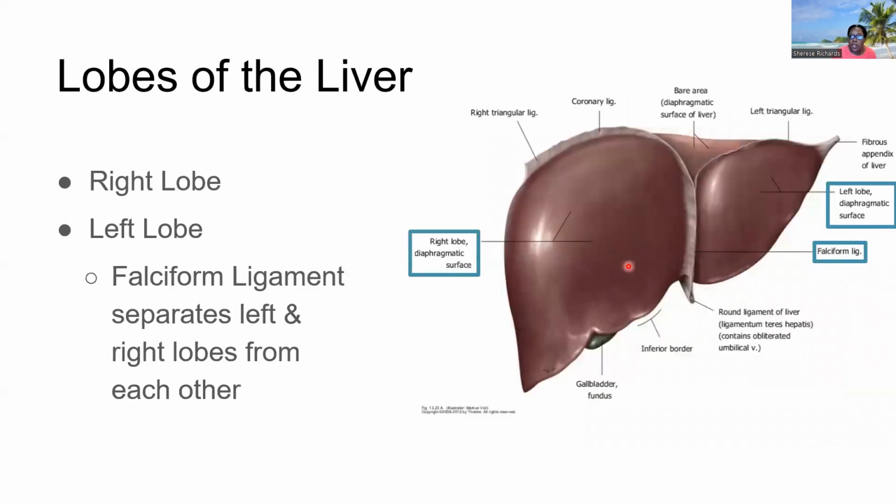Now, the liver has two lobes. It has a right lobe, which is larger, and then a left lobe, smaller. It also has a falciform ligament, which is separating both lobes, and that runs right down the middle, and that is actually attaching to the anterior abdominal wall.